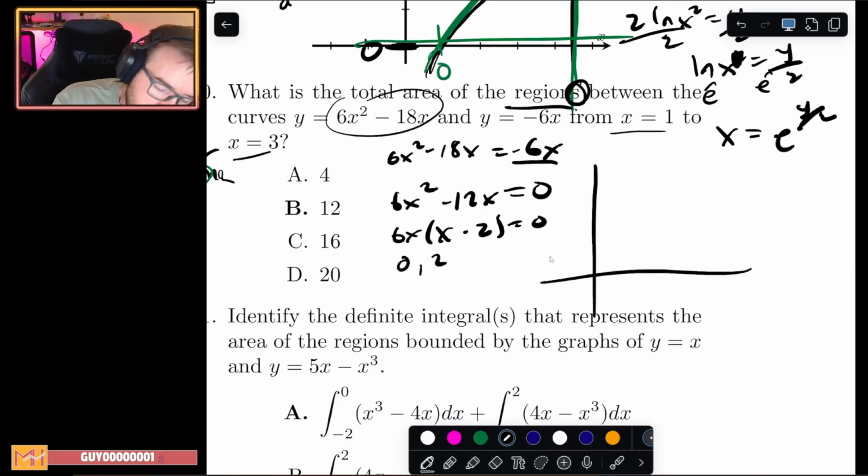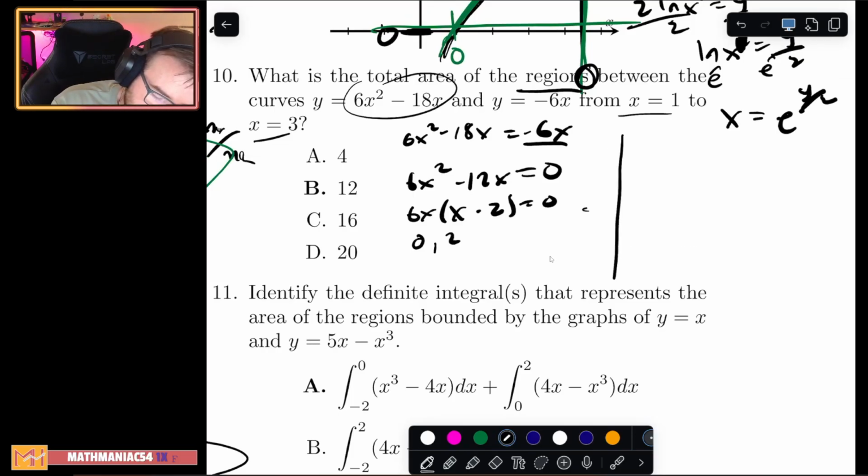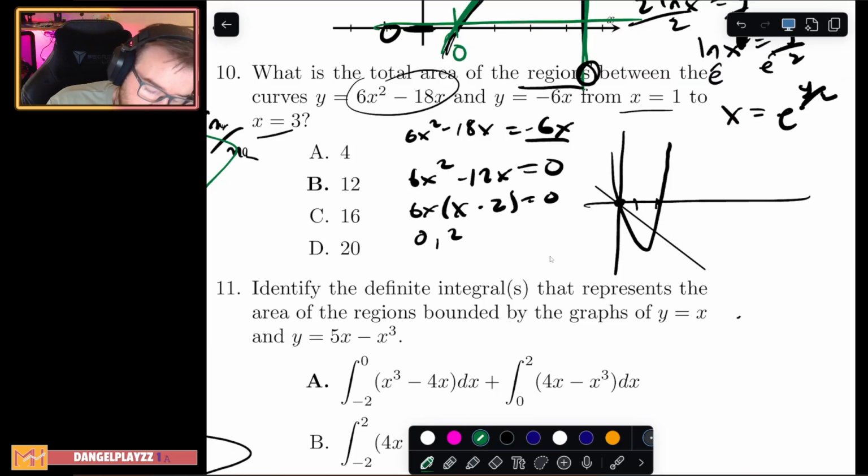But 0 is outside of the bounds, so we don't really care about that. But here's my line, the negative slope going like this. And then here's my parabola intersecting at 0 and at 2. So it's doing something like this. And so we want the area of the regions between the curve 6x squared and the line negative 6x from x equals 1 to x equals 3.